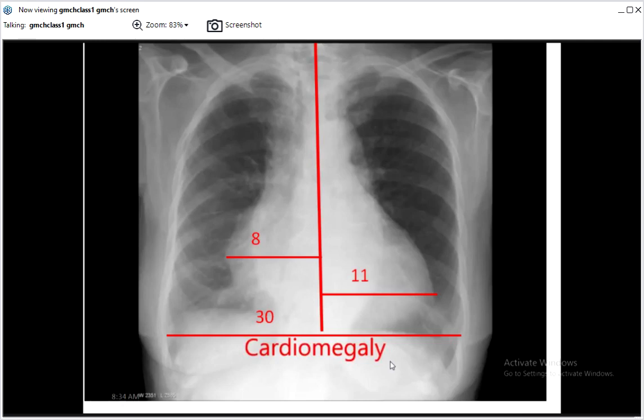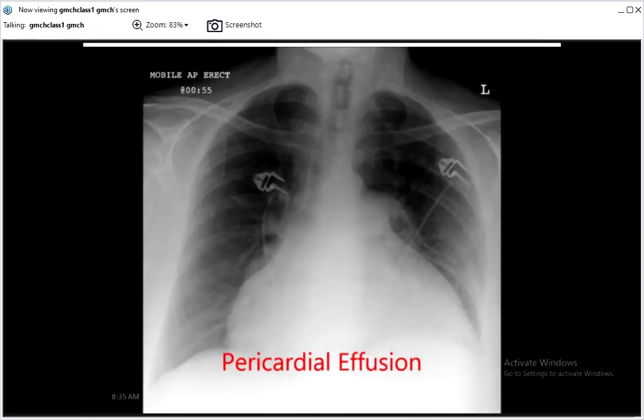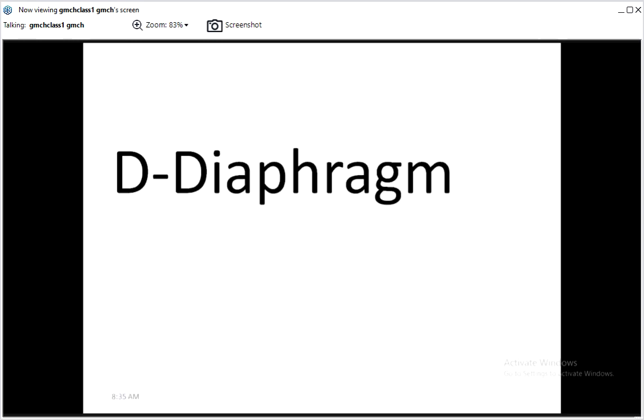So this is an X-ray again. We have calculated like this only. This is 11 plus 8 divided by 30. So 19 by 30, it comes to more than 60%. So this child is having cardiomegaly. Other than cardiomegaly, something else you will be able to comment upon by looking at the cardiothoracic ratio is pericardial effusion. So this is a typical money bag appearance. The cardiothoracic ratio, I have not calculated here, but it seems to be more than 70%.